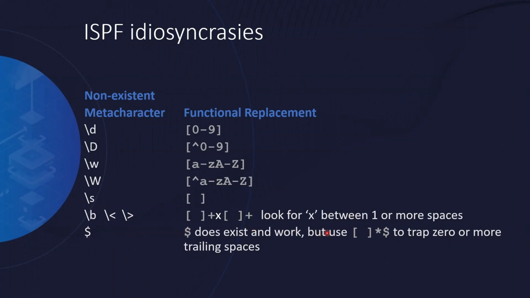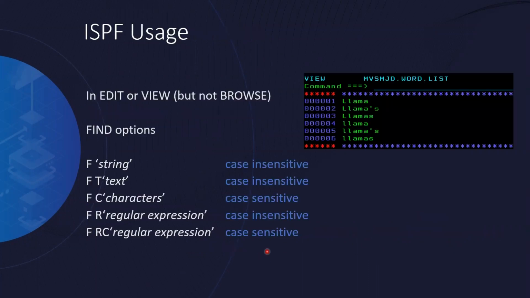unfortunately in ISPF, you can specify nulls on or nulls off if you're editing. If you want to look for something that's at the end of a line, it would fail unless you use, I'm looking for any number of blanks before the end of the line, because you want to trap 0 or more trailing spaces. I shall show you what that means in the next slide.